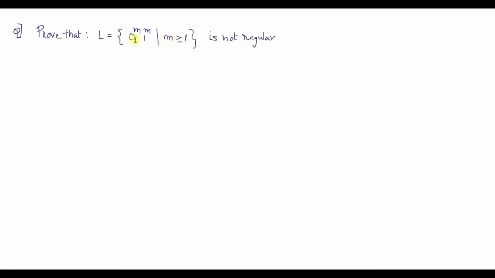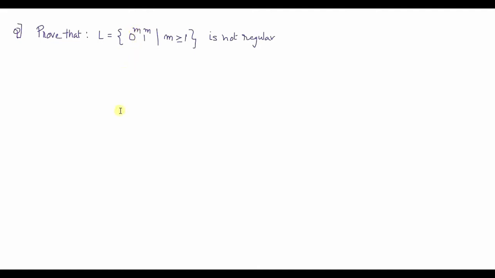That means null: when will null occur? If m is 0, it will be 0 raised to 0, 1 raised to 0. And if any sub-expression is repeated 0 number of times, what do you get? You get a null string. So it simply means that the null string is not part of this particular language.